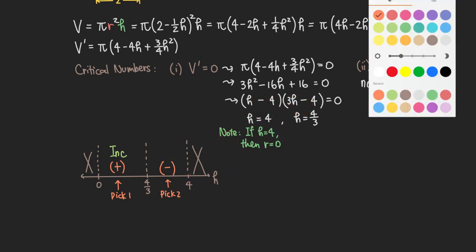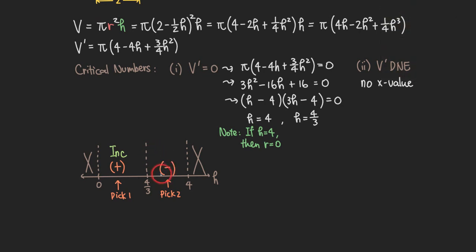Okay, so going back to the sign analysis chart, from 4 over 3 to 4, the v, the volume function, is decreasing. So where do we get the maximum volume here? We are getting the maximum volume at 4 over 3. As you can see, there is a local maximum at that location. So now you can say, based on the sign analysis chart, the volume function has a local maximum at x equals, what is that, 4 over 3?